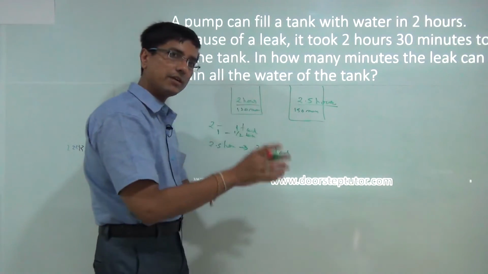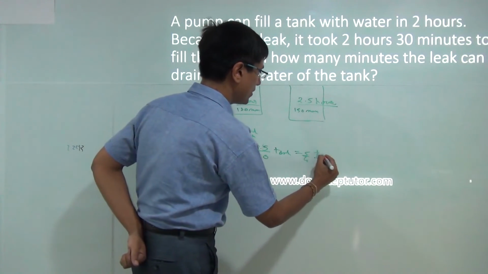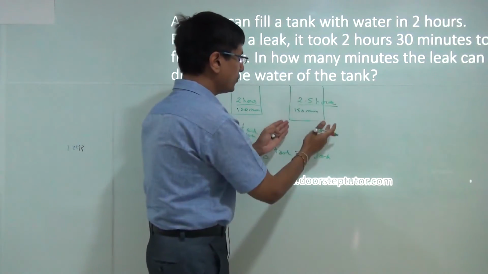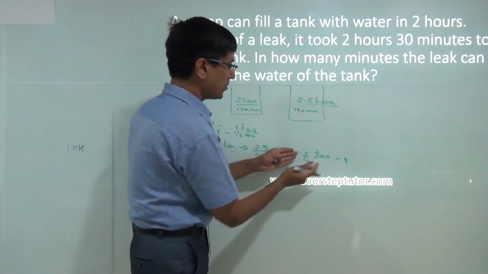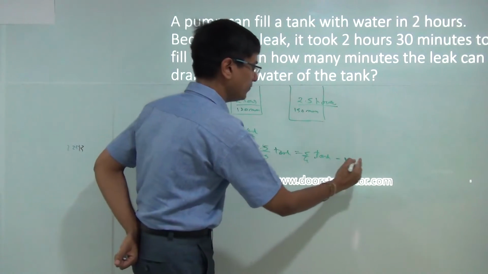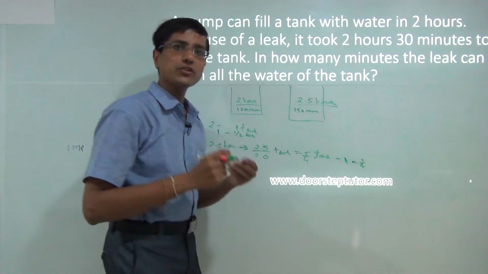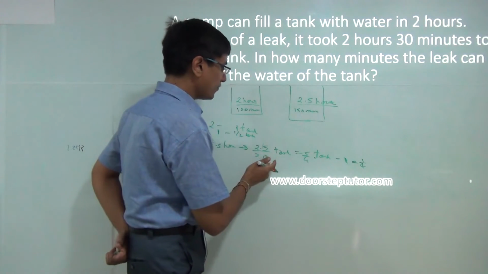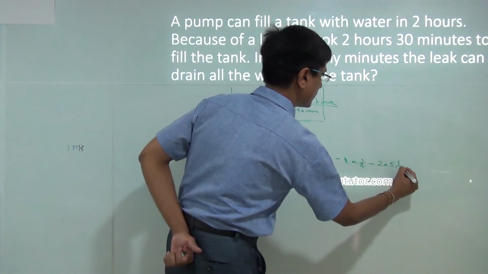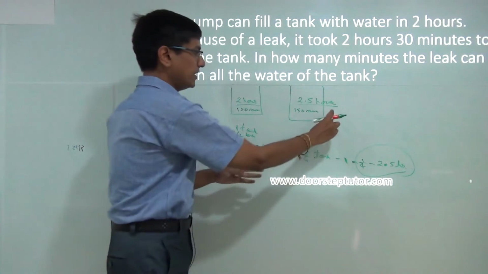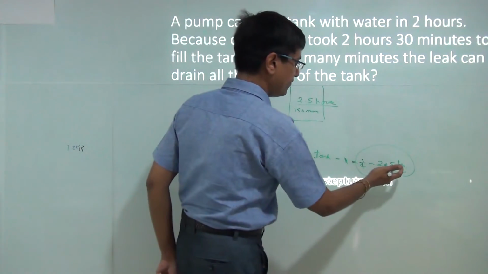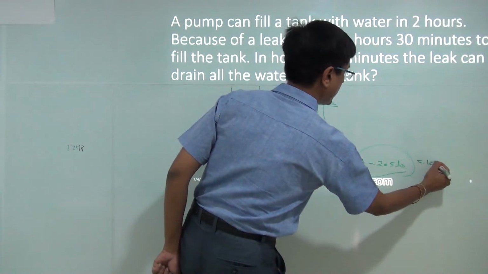So this much work was done by the pump, which is equal to 5/4 tank. But really, did I get this much work? No, I was able to fill only one tank. So where did the remaining water go? 5 by 4 minus 1, that was the rate of drain. This was the leakage. So 1/4 tank I lost to the leakage, and 1/4 tank was lost to the leakage in how many hours? 2.5 hours. Therefore, the leakage would be able to fully drain this tank in 2.5 into 4, which is equal to 10 hours.